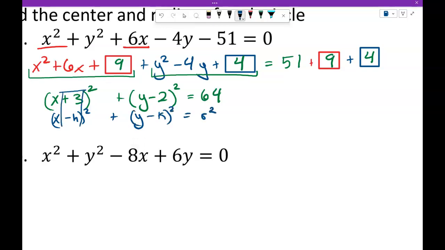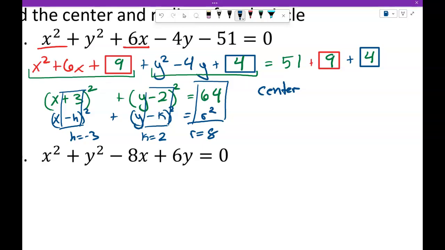Well, since 3 is equal to negative h, that means h is negative 3. Since negative 2 is equal to negative k, k is equal to 2. Since 64 is equal to r squared, r equals 8. So our center is located at (-3, 2), and our radius is 8.